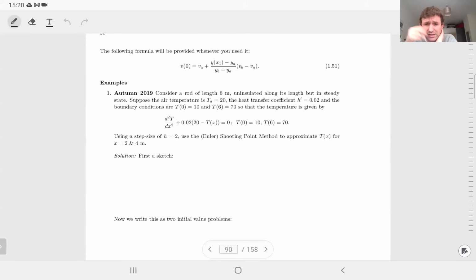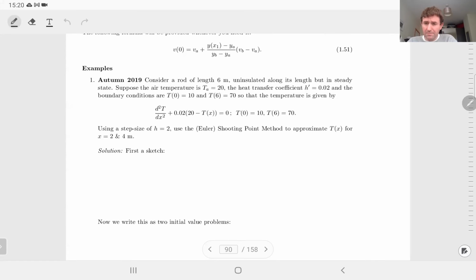Suppose the air temperature is 20, the heat transfer coefficient is this, and the boundary conditions are 10 and 70. The temperature then will be given as the solution of this boundary value problem. So you see you have the start is this one, and the end is this one. We don't have the initial value of the slope.